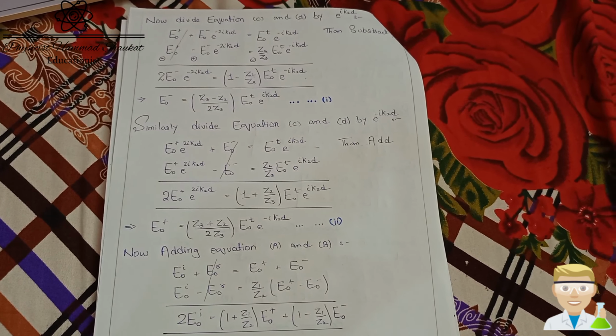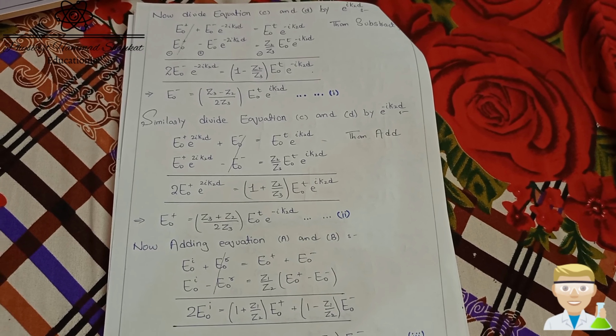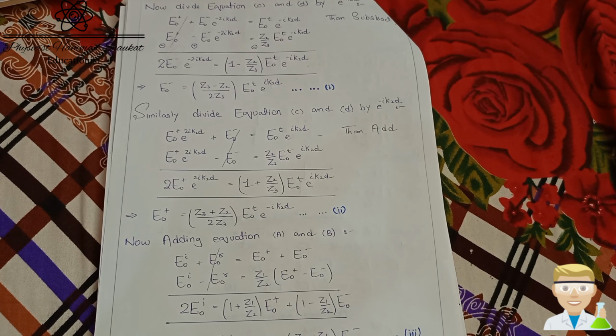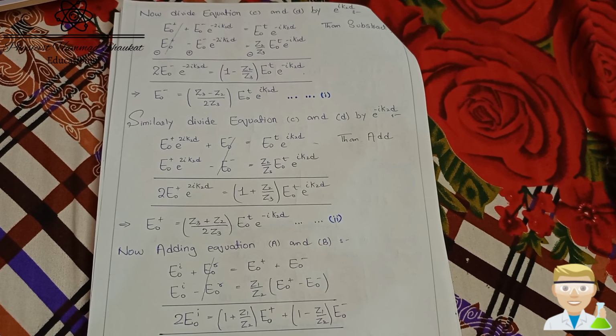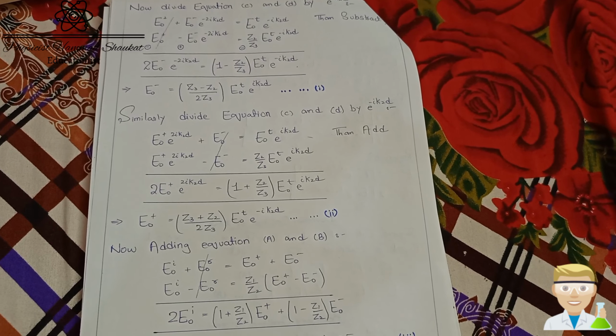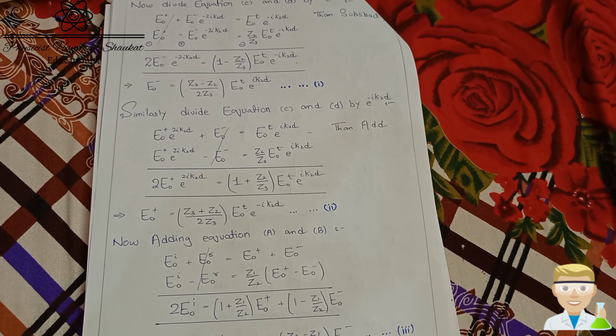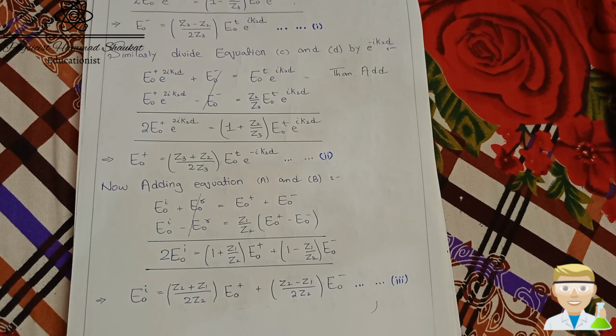Why did we find this? Because we have to use this e naught minus and e naught plus in our further relations to find our transmission and reflection coefficient. So that's very useful. That's why we found that. Now move on towards the next.